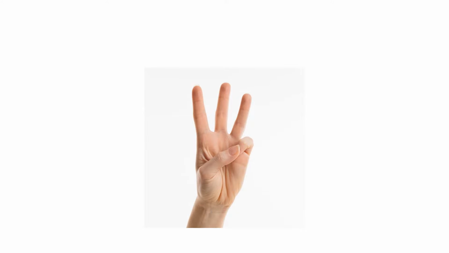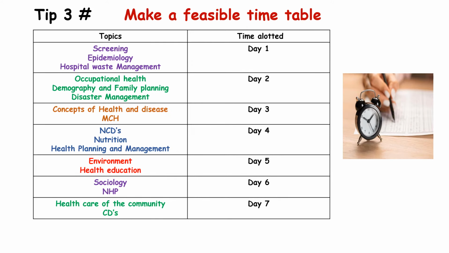Tip number 3. Now the next thing that you must do is to make a feasible timetable. Time allotment is very much important because the faster you finish reading your topics, the more time you get for your revision. If you're a person who has done all these topics at least once before, then you might be able to complete these topics within the time allotted.